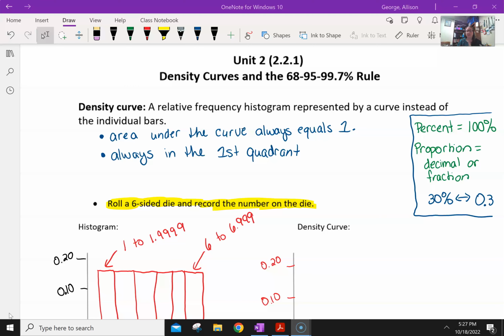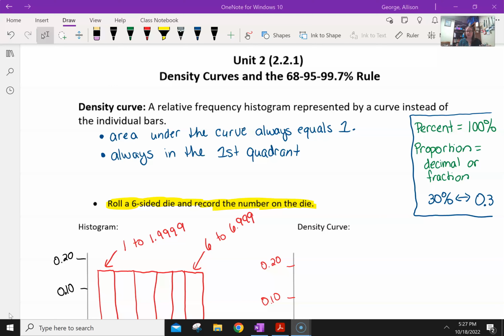So a density curve is just a fancy relative frequency histogram. All we do is take those bars and we smooth it out so it looks like a curve. Although sometimes it doesn't look like a curve. Sometimes it looks like a rectangle, and we'll look at examples of those.